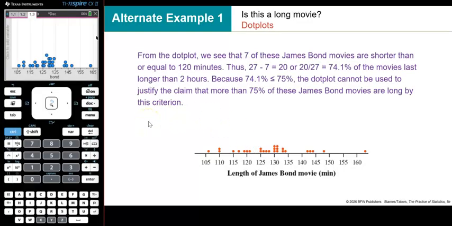So there's 7 that are 120 or below, so there must be 20 that are above. So 20 out of 27, or 74.1%, are longer than 2 hours. Because 74.1 is less than 75%, the dot plot cannot be used to justify the claim that more than 75% are longer than the criterion. So that was the question: is there more than 75%? Well, it's a little bit less. Not a lot, but a little bit.